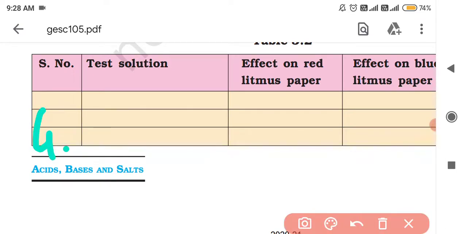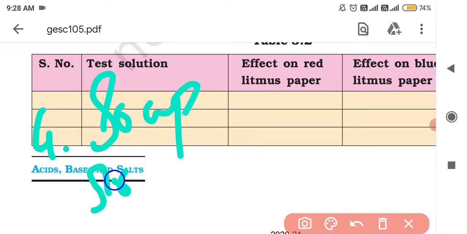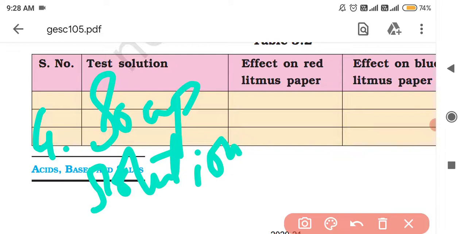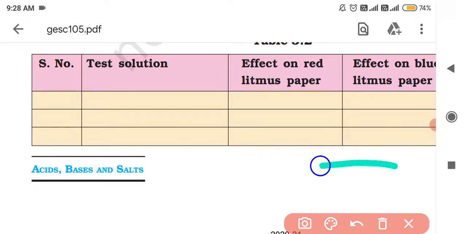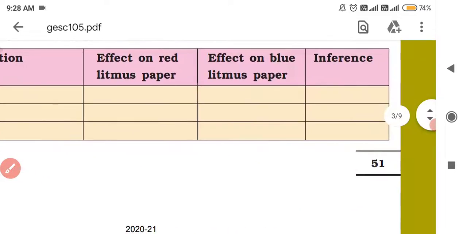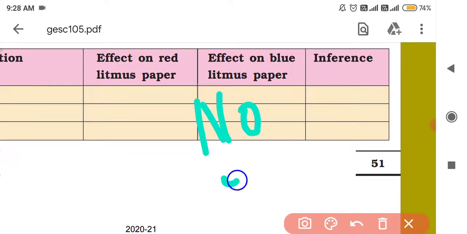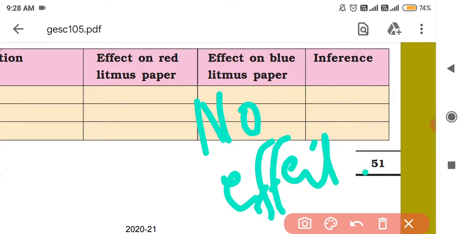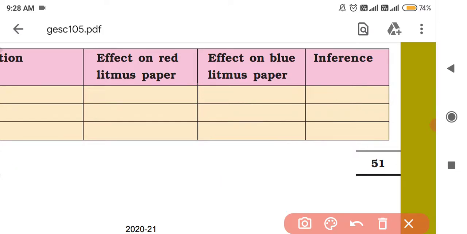Next, number 4 is soap solution. Again, soap solution is the same as detergent solution. Soap solution is basic in nature. The effect on red litmus paper is that the color will change to blue, and there will be no effect on blue litmus paper. You can write no effect over here. And the inference is that it is basic in nature.